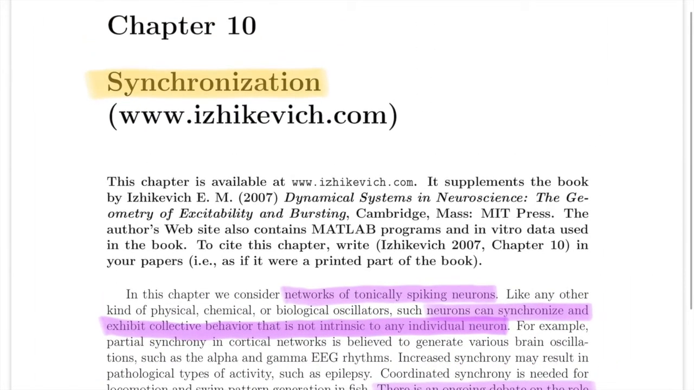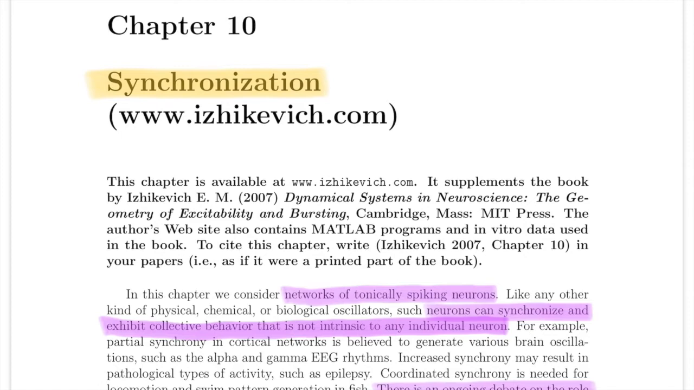Okay, now we have the idea of what a limit cycle is. So with this limit cycle as the attractor of our dynamical systems, which is actually showing the spiking behavior, the tonic spiking, the periodic spiking, we want to introduce a concept named synchronization, which is freely available on the izhikevich.com website.